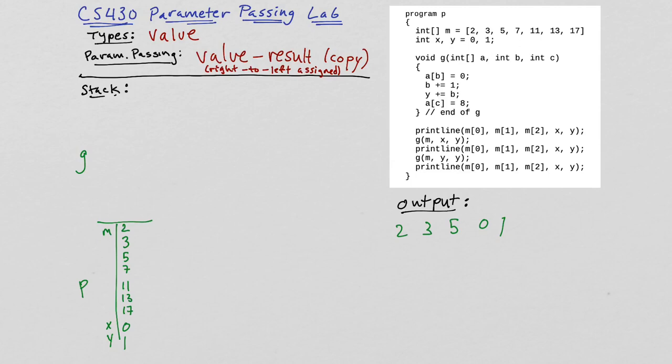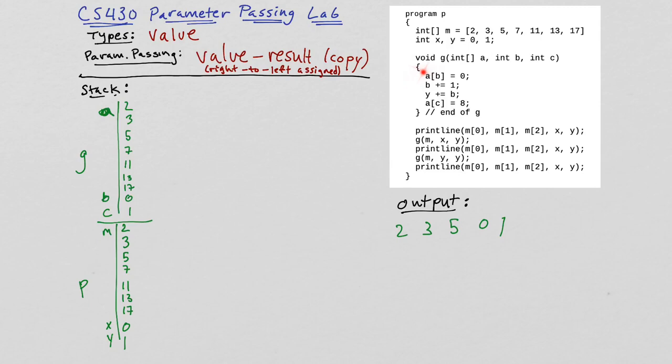And because we're both pass by value and result, the initial part of calling G looks the same. I still have to copy all my values up from whatever my actual parameters are. They need to go into the formal parameters. But then what's going to change is at the end of G, I have to bring values back down. That's what we're going to see change. Okay, so let's do this. Oh, this isn't M, it's A in G. So I'm going to have A copying the values 2, 3, 5, 7, 11, 13, 17, and then I'm going to have B and C, and they get 0 and 1 initially because I'm passing X and Y in.